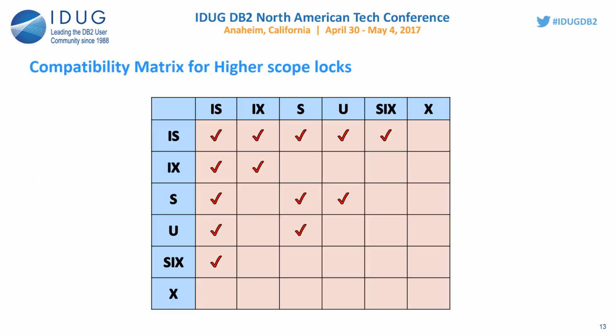So this is the lock compatibility matrix for these higher scope locks. And you can see it's very similar in the middle here with the S and the U and the X, but then you've got the intent locks here as well. And generally, an intent lock is compatible with another intent lock, but intent locks aren't compatible with things like X locks. Okay.